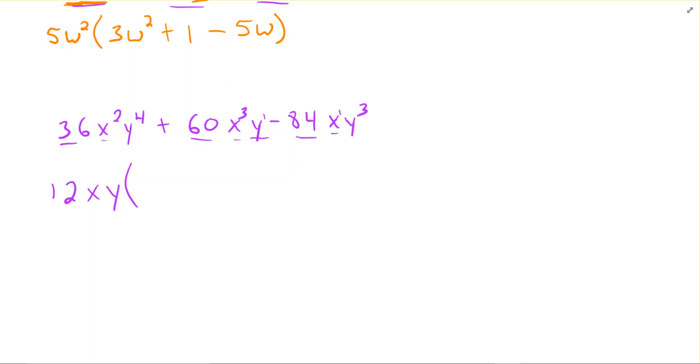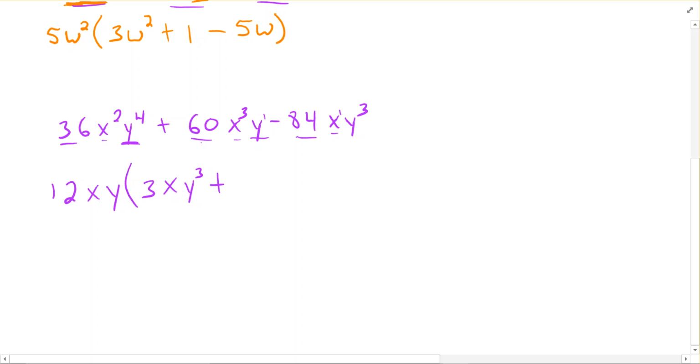Okay, so 36 divided by the 12 I took out, well, that's 3. X divided by the x I took out, I've just only got 1 x left. I had 4 y's, you could think about it. I took one of those y's out, or I divided it out. I only have 3 y's left. I say 3 y's, I mean like y times y times y. Hopefully you don't get confused by that.